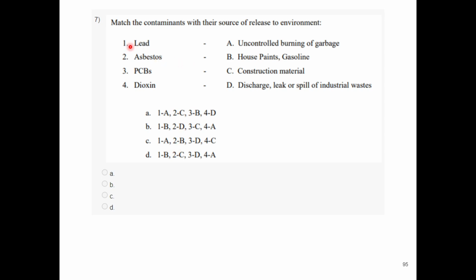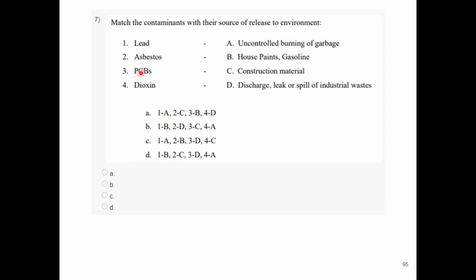So if you remember, the main source of lead is house paint. Okay, house paints, gasoline. So 1 is basically B. So 1B. So A and C are incorrect. Out of B and D, one will be the correct option. So asbestos 2, it is basically coming from the construction material. Okay, so 2 is C. So if you see, B is incorrect. So it will be 2C. So asbestos is construction, that is D.